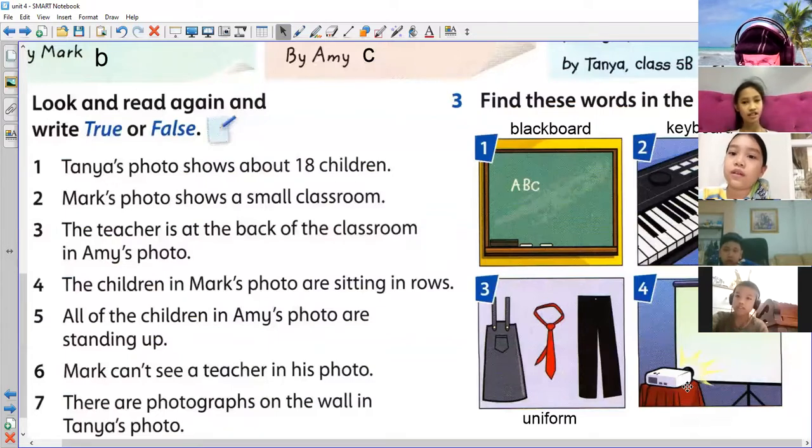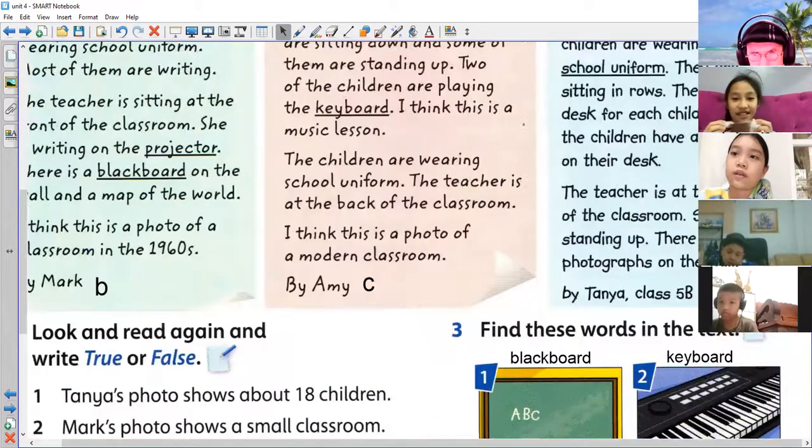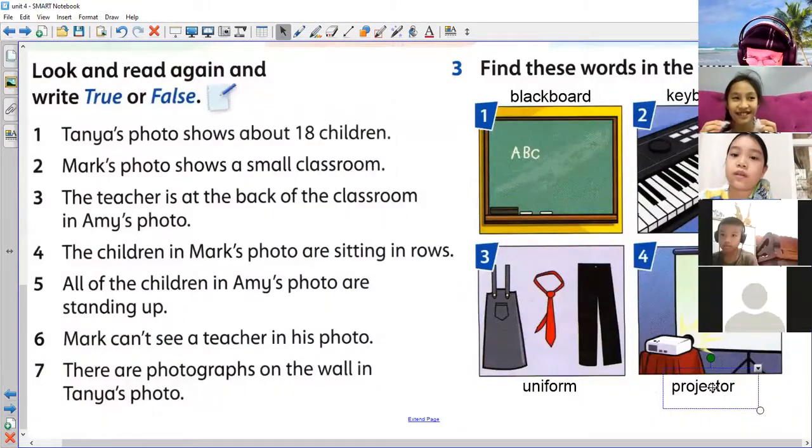Cinema. It's not a cinema, it's a projector. Oh, cinema. Projector. It doesn't say cinema anywhere up here, does it? Projector. This is a projector and this is a projector screen. Oh dear.